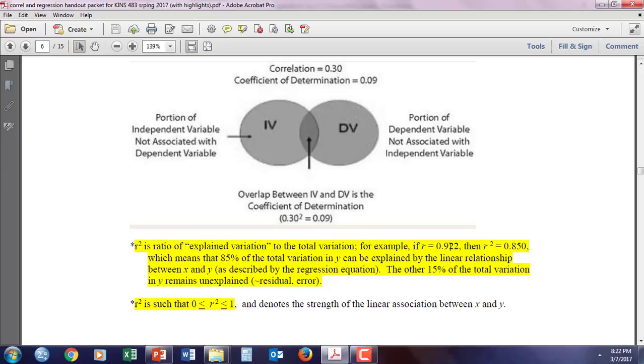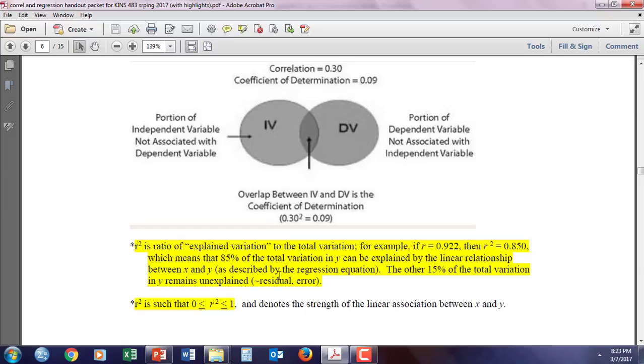If our R squared is 0.85, it means 85% of the total variation in Y can be explained by the relationship between X and Y. This is a little bit more detail. The other 15% of this is unexplained variance. I want you to know that unexplained variance is what we call residual, or what we call error. It's bad. We don't want it. We want to explain things.